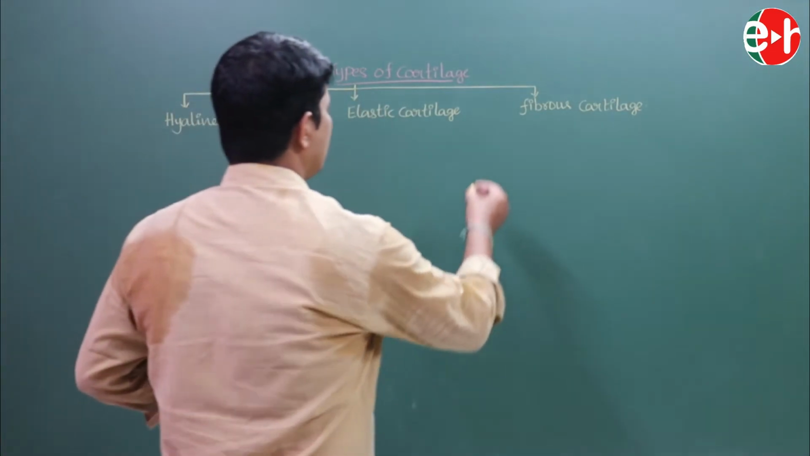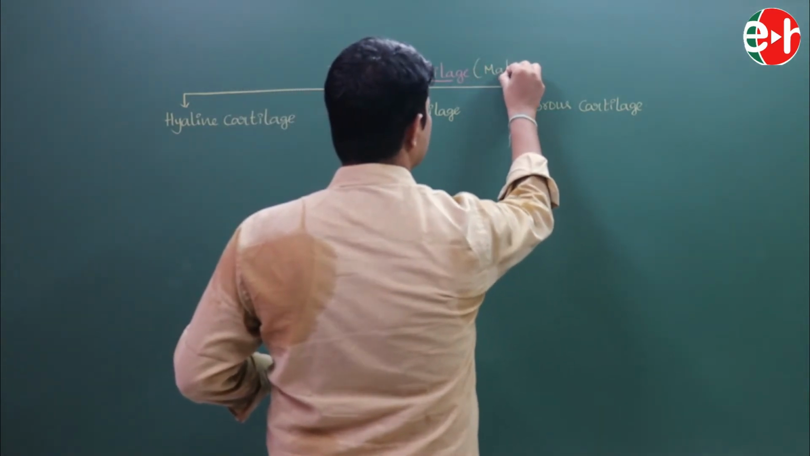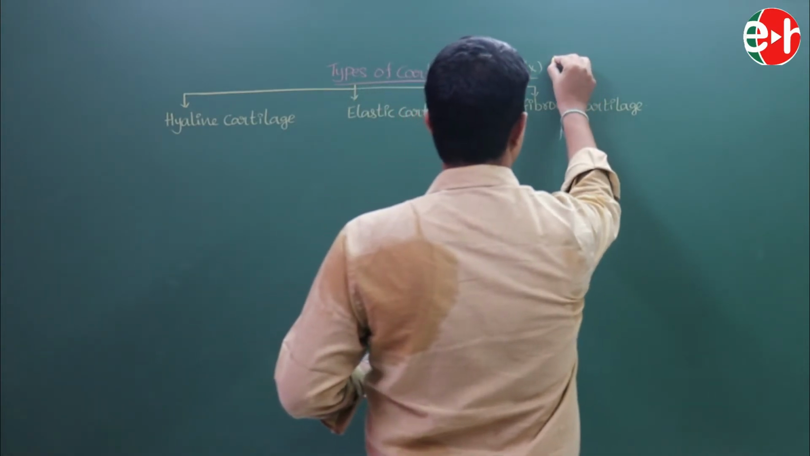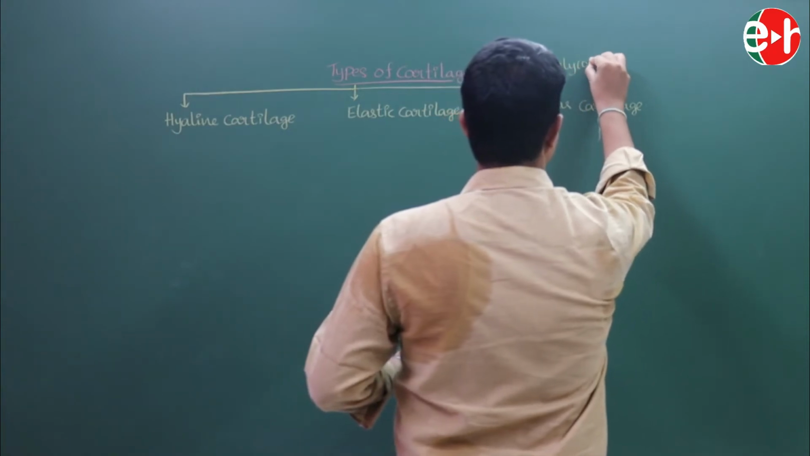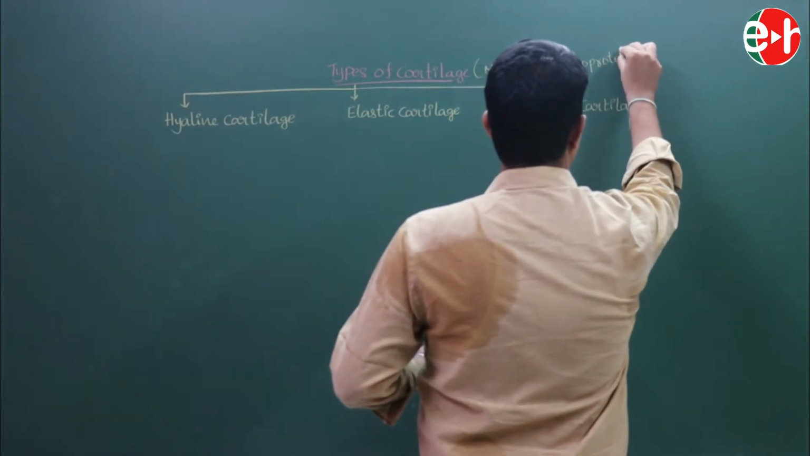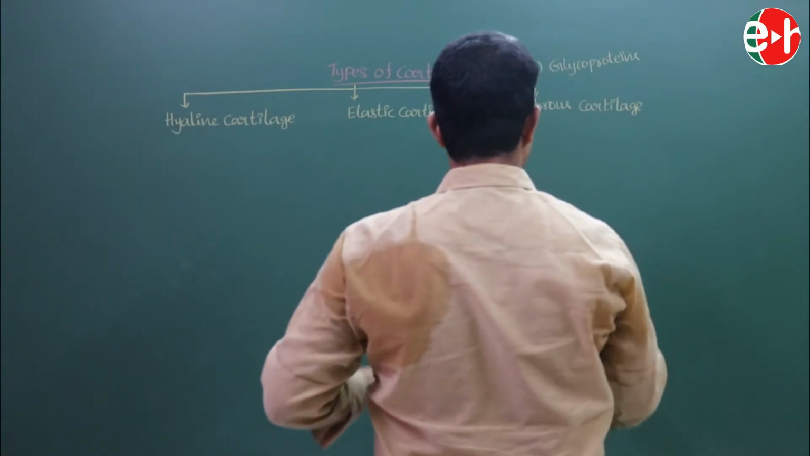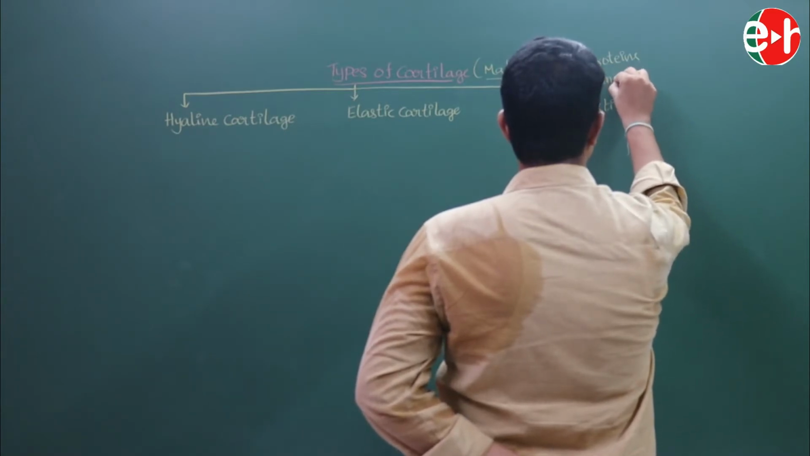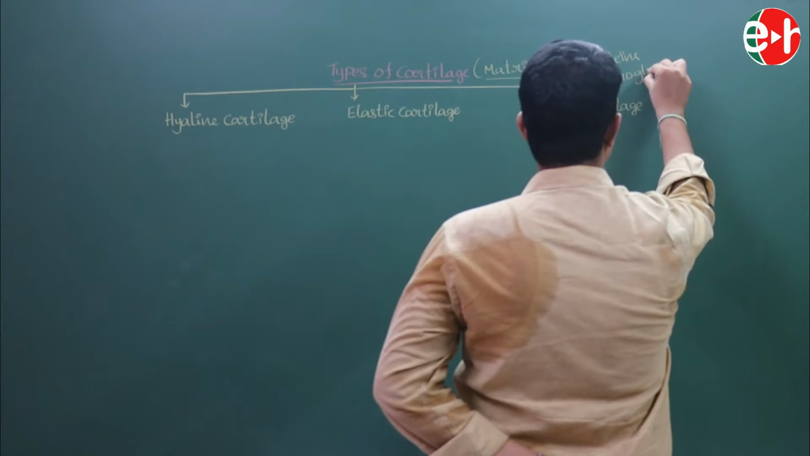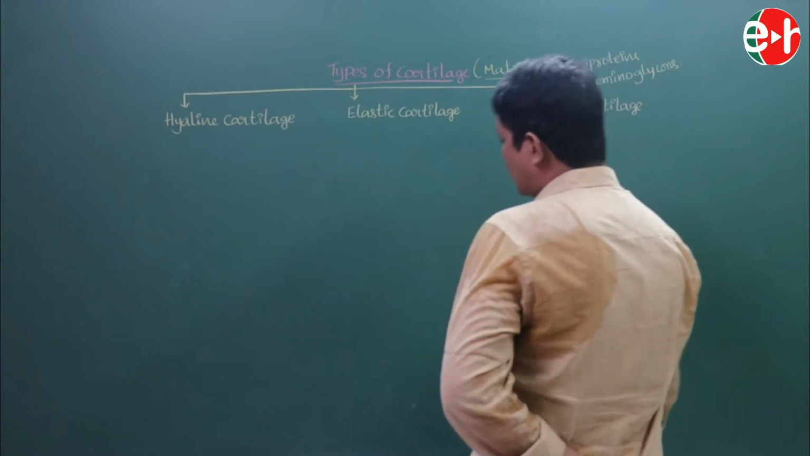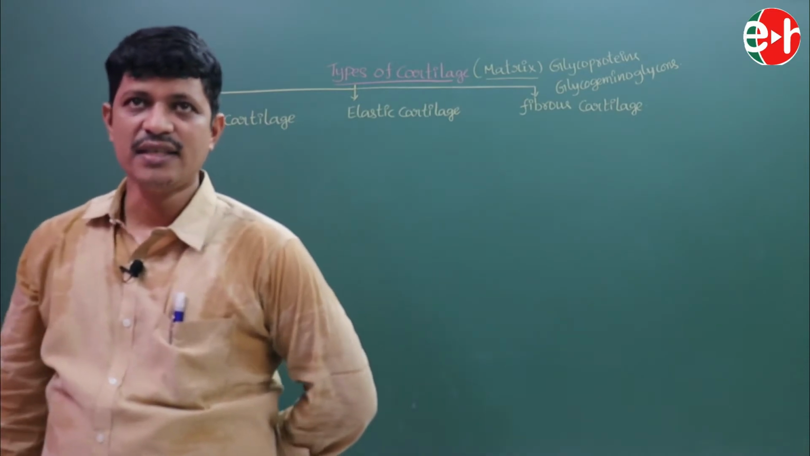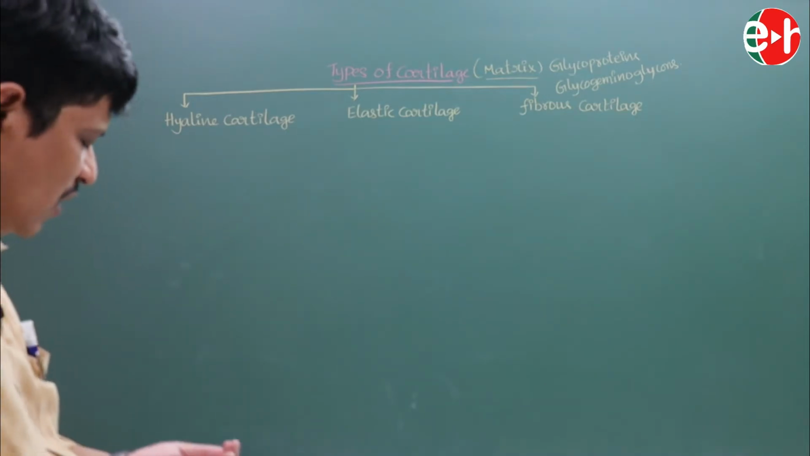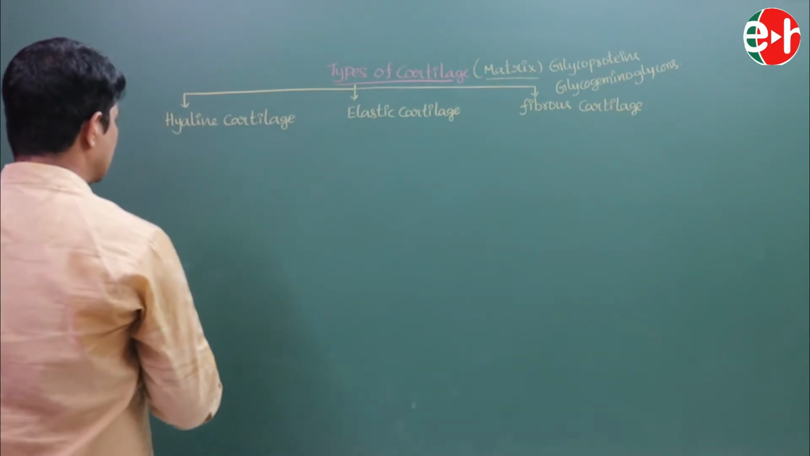Actually, the matrix of the cartilage contains glycoproteins and glycosaminoglycans. The cartilage contains glycoproteins and glycosaminoglycans. See, these are the types of cartilage.